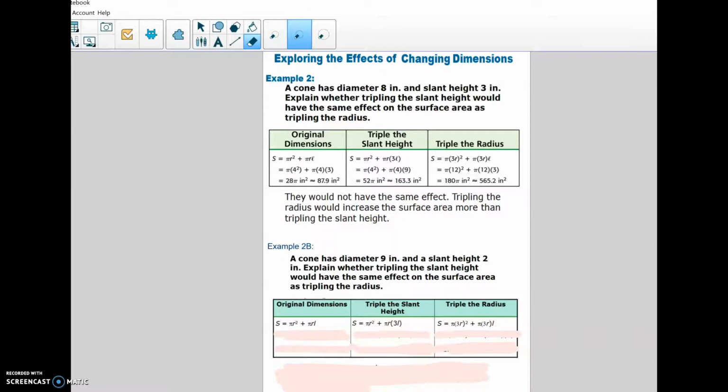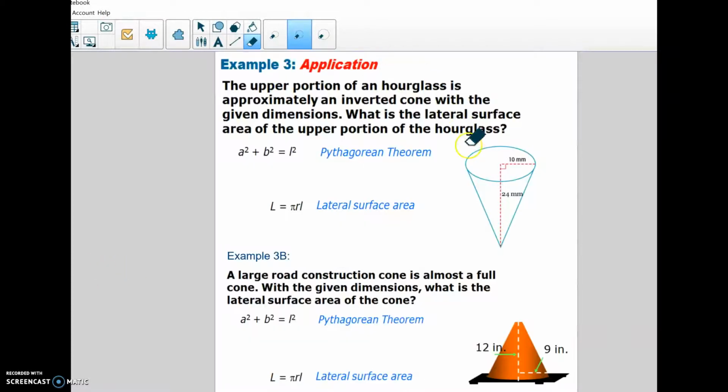So, last thing is, how do you use the Pythagorean Theorem if they don't give you the slant height? So we have the upper part of an hourglass, and it's like an inverted cone. Inverted means flipped upside down. And it has these given dimensions. It tells you the radius, but it doesn't tell you the slant height. It tells you the height, like perpendicular to the base. And they want us just to find the lateral surface area.